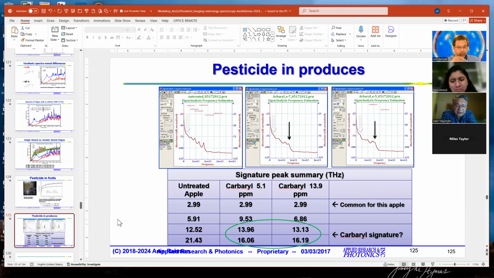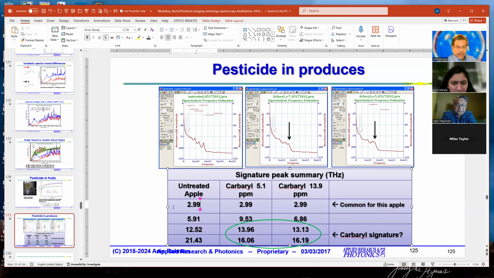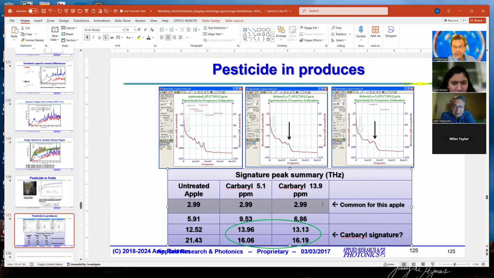Right. Understood. Now, final question is, for the original peaks for the untreated apple, 12.52 and 21.43, are those two peaks still there for the treated sample, or do they disappear? They have shifted. For example, the 2.99, this peak is in all samples, treated or untreated. And so this seems like coming from the apple itself.